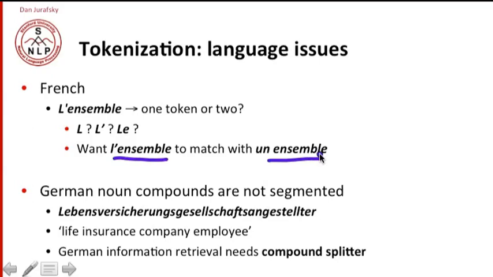So we're going to want to break them up for some reasons, but then we're stuck with these sort of non-words. So that's another issue we have to deal with. In German, the long nouns are not segmented as they are in English. So a word like life insurance company employee in English would be segmented up. In German, we're going to get these very long phrases, but spelled as a single word. So for German tasks like information retrieval, we're going to need to do compound splitting.